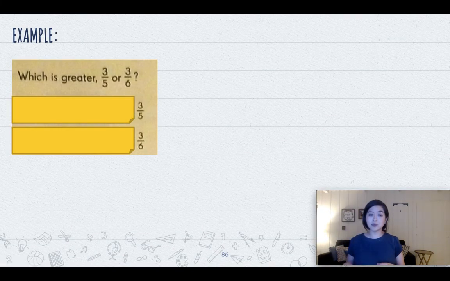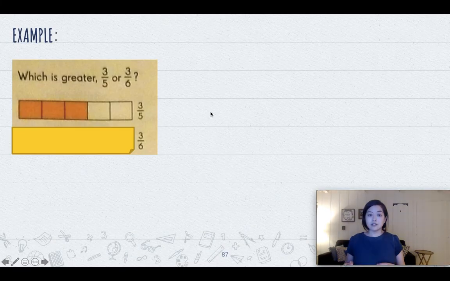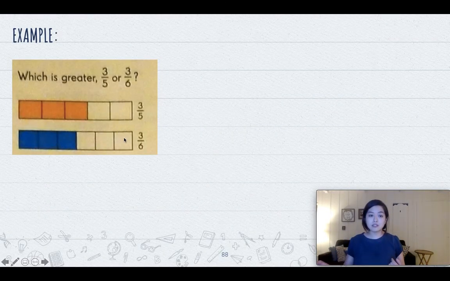Let's look at this example. Which is greater, 3/5 or 3/6? Notice my denominators 5 and 6 are different, but my numerators here are the same. Okay? So this would be my model for 3/5, and this would be my model for 3/6. Notice again, they have the same part of the whole. From the model, we can easily see which one is greater by the total space the shaded areas takes up, right? It looks like there's more orange shaded area than the blue shaded area. So 3/5 is greater than 3/6.